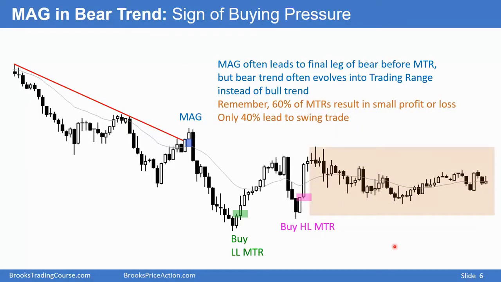Remember, only 40% of major trend reversals result in swing trades. 60% result in a small profit or a small loss. And during those 60% of trades, usually your overall profit picture is break even. You lose some, you win some, and the wins and losses cancel each other out. But you need that 40% of the time creating swing trades to make the strategy profitable.